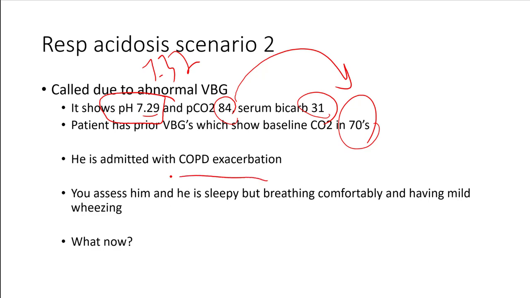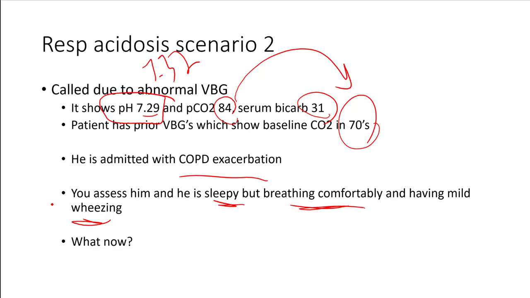He's already admitted with a COPD exacerbation, so earlier in the day they already knew he was wheezing, and here, because he was more short of breath than at baseline, you go to assess this patient. It's middle of the night and the patient is sleepy but looks comfortable to you. He's on like 2 liters of oxygen. Clinically does not look anything like the person in scenario 1. Still wheezing a little bit though. So what should we do now?